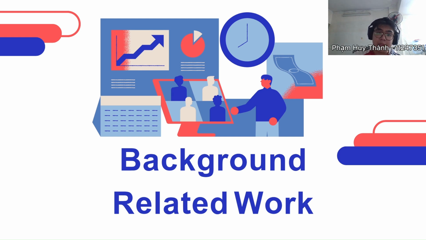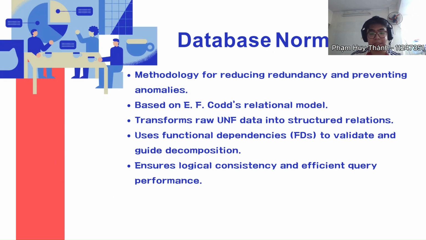First, in academic data systems, poor database design often leads to redundancy, inconsistencies, and update anomalies. To address these issues, normalization is widely used to ensure data accuracy and consistency across the system. Normalization is based on the Codd relational model. It transforms raw UNF data into structured relations and uses functional dependencies to validate and guide decomposition. This reduces redundancy, prevents anomalies, and improves query performance.